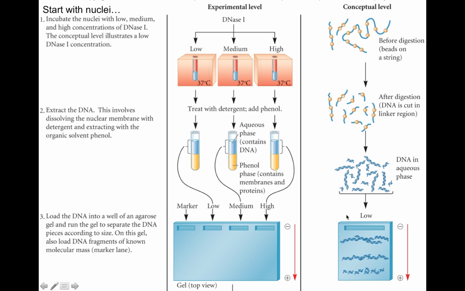If you apply an electric field across the agarose gel, the DNA will migrate towards the positive pole because DNA is negatively charged. The smaller fragments will migrate quicker, and the larger fragments will migrate slower. So you can separate DNA based on its size by this technique.